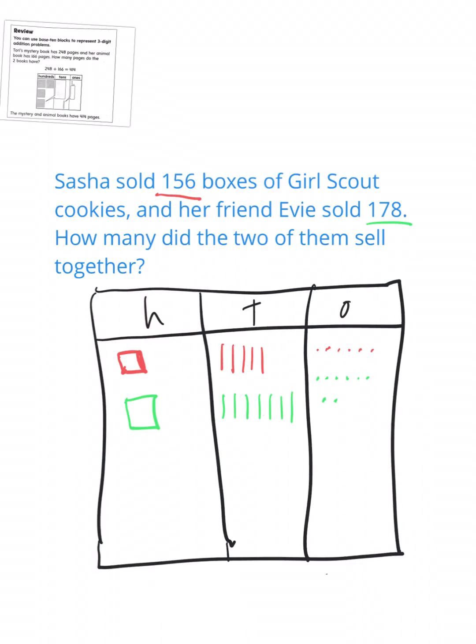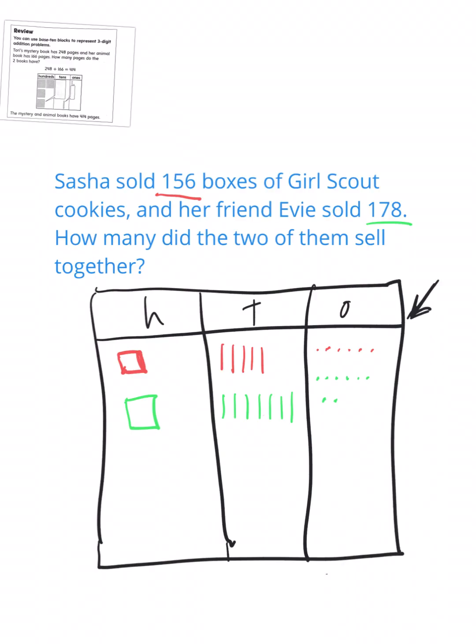Now we need to combine Sasha's and Evie's Girl Scout cookies. In the last lesson, Lesson 2, I told you that it doesn't really matter if we start with the hundreds or the ones, but that it was going to matter in the future. So here it actually matters, and we're going to start with the ones because we're going to end up having to regroup those.